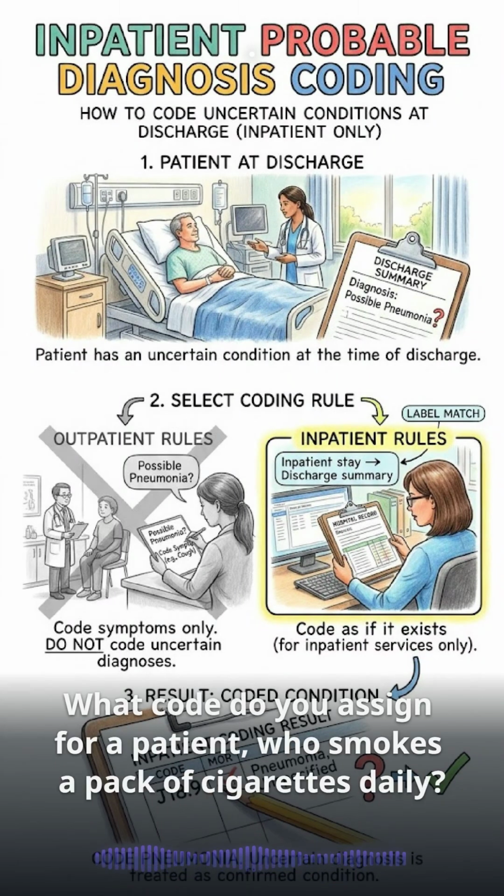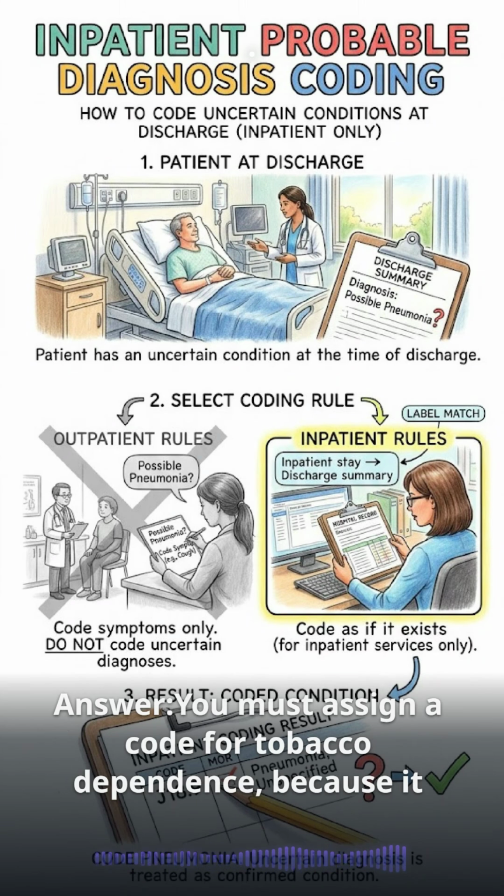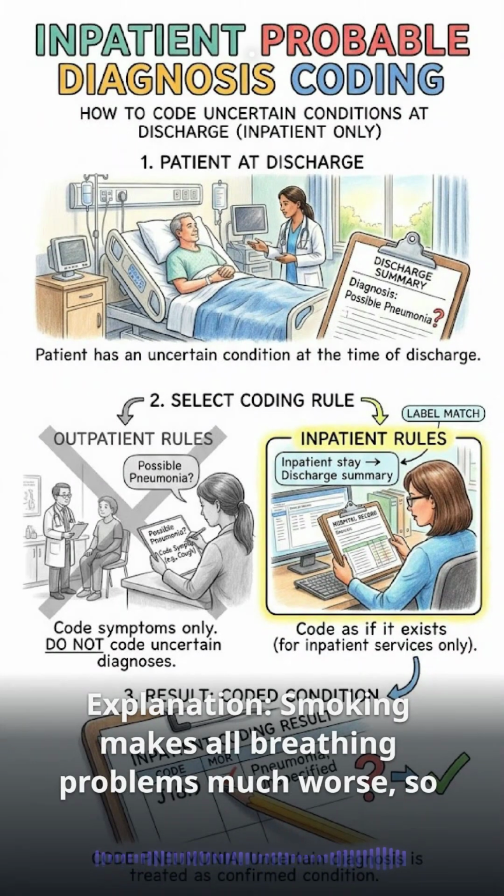55. What code do you assign for a patient who smokes a pack of cigarettes daily? You must assign a code for tobacco dependence, because it affects the current lung health. Smoking makes all breathing problems much worse, so it is a very important secondary diagnosis.